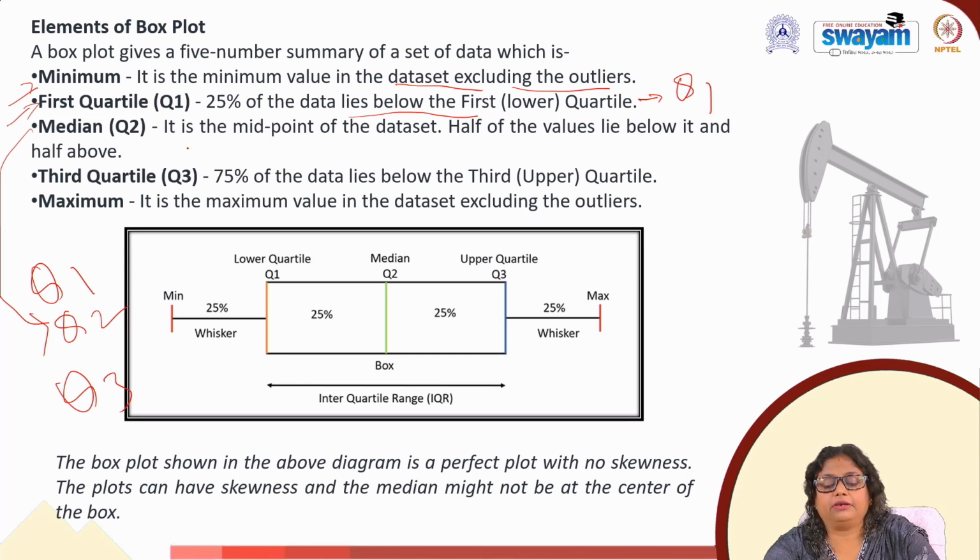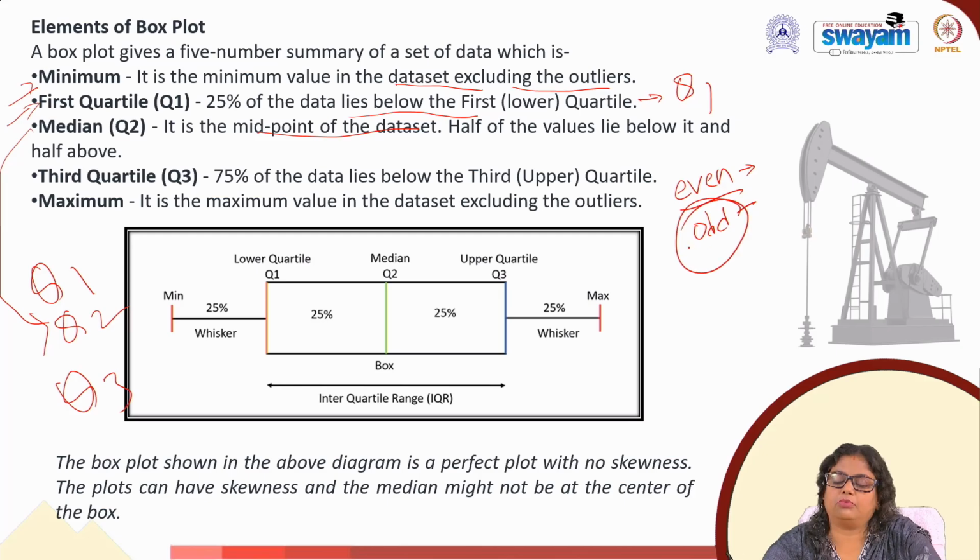Then we have the median, the midpoint of the data set, and it depends on whether we have an even or odd number of data points. For the odd case, assume 1, 2, 3, 4, 5. First you arrange in ascending order. We have arranged in ascending order. Now how many data points do we have? 5. So this is my median.